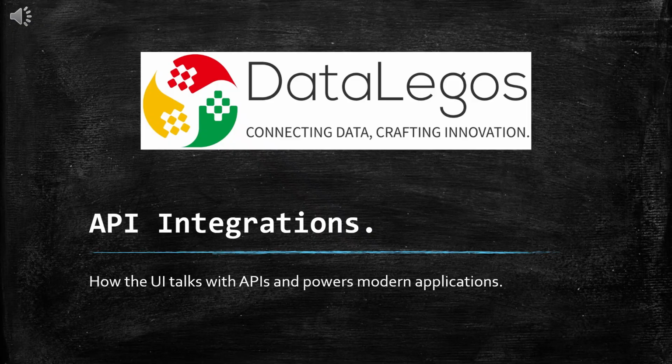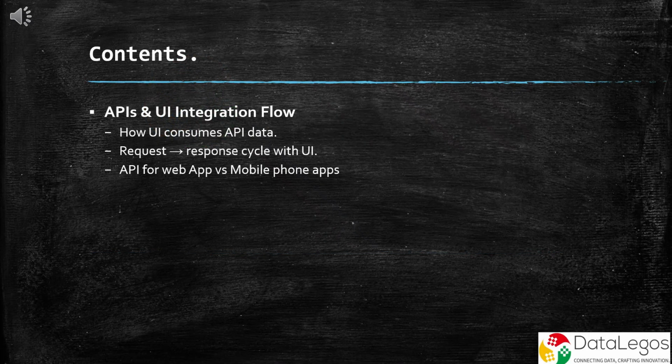Today, we're going to explore how APIs and UIs integrate to power the modern applications we use every day. We will cover three main topics: the flow of data between UIs and APIs, the request-response cycle, and how APIs are used differently for web and mobile applications.